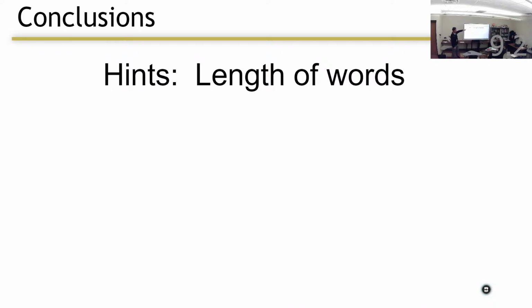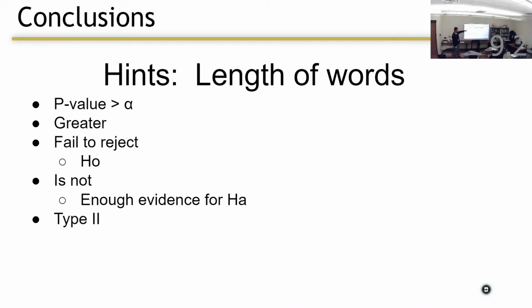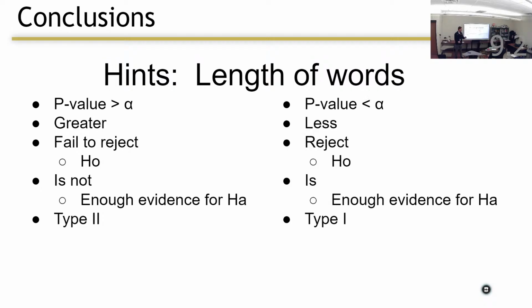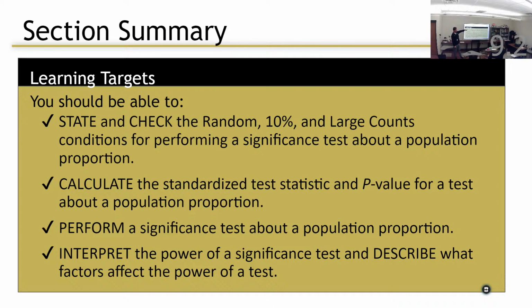Okay, that's what all that says. Remember, we talked about this with the linking words. Greater, fail to reject, not. Greater, fail to reject, not. Less, reject, is. I hope you could have done that before today. Calculate the standardized test statistic. You could have done that before today, but now hopefully this just gave you the aha moments. And the p-value, you could have done that before today. Perform a significance test about a population proportion. I'm not sure you could have done that before today, but now I hope you can. And then it says interpret the power of a test, and we're not talking about power yet because that deals with errors. And I'm not doing errors yet.